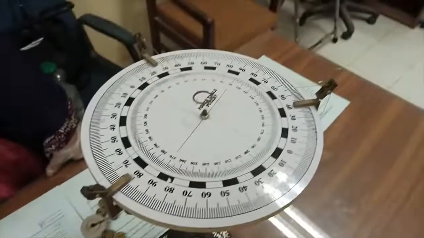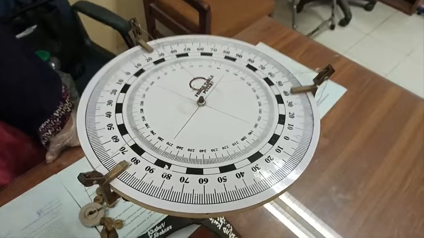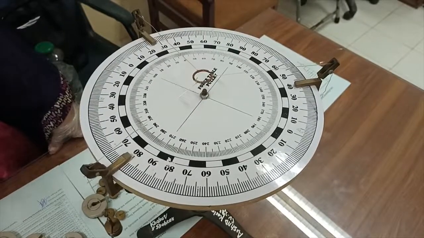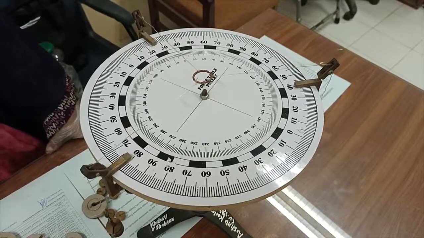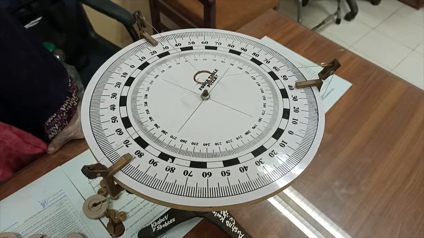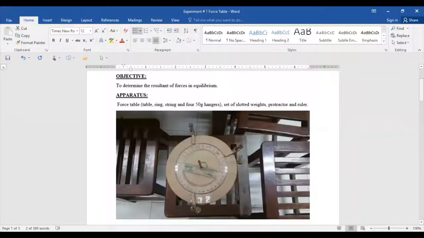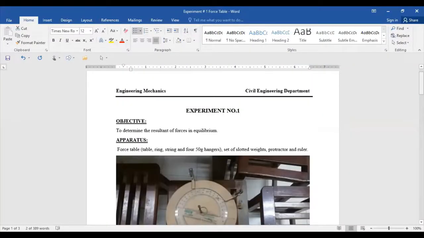So this is the way to calculate the resultant force and angle of the resultant force on the force table by using the force table or the vector table. Hopefully you will understand it and you can do it yourself. Thank you so much.